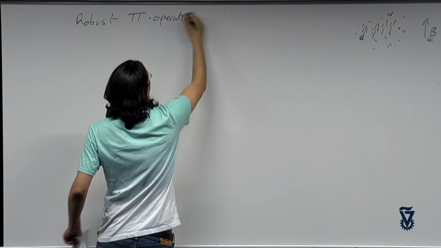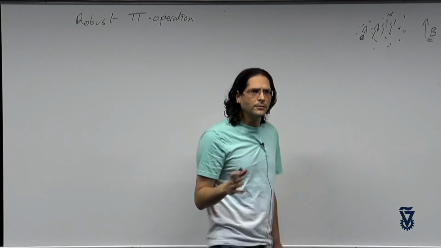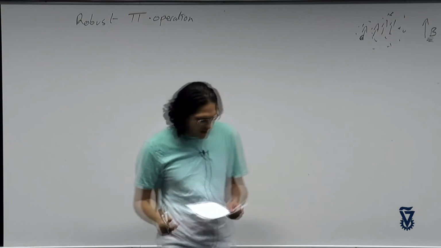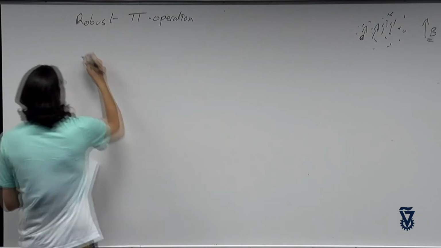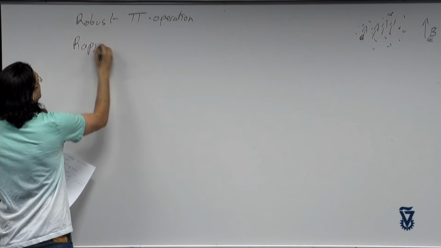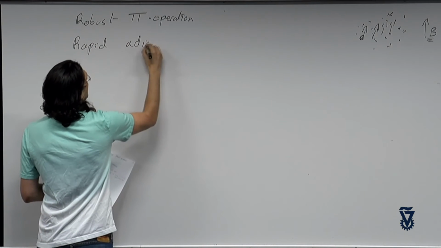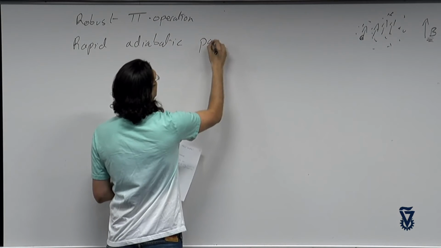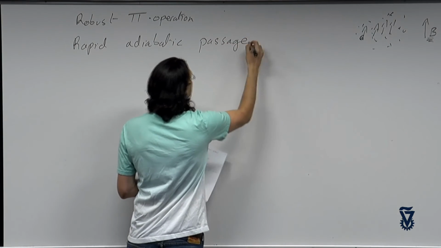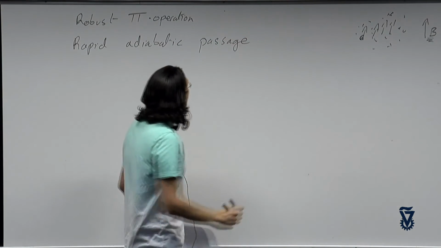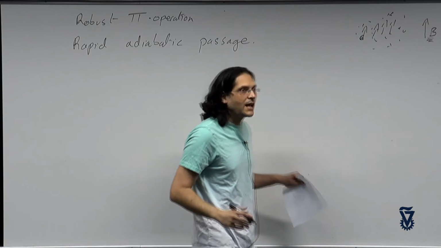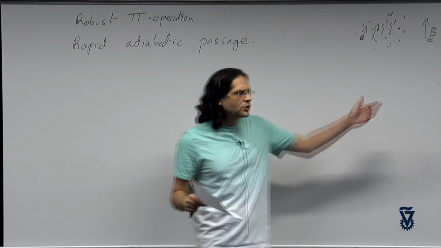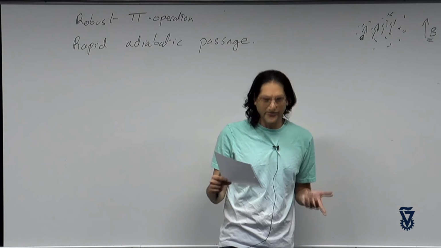We don't care about the time. It can take us long, but we want to do this robust pi operation. And by using this thing called rapid adiabatic passage, we're going to see how it's done. And basically, you already have the answer, because I showed you what off-resonance driving looks like.